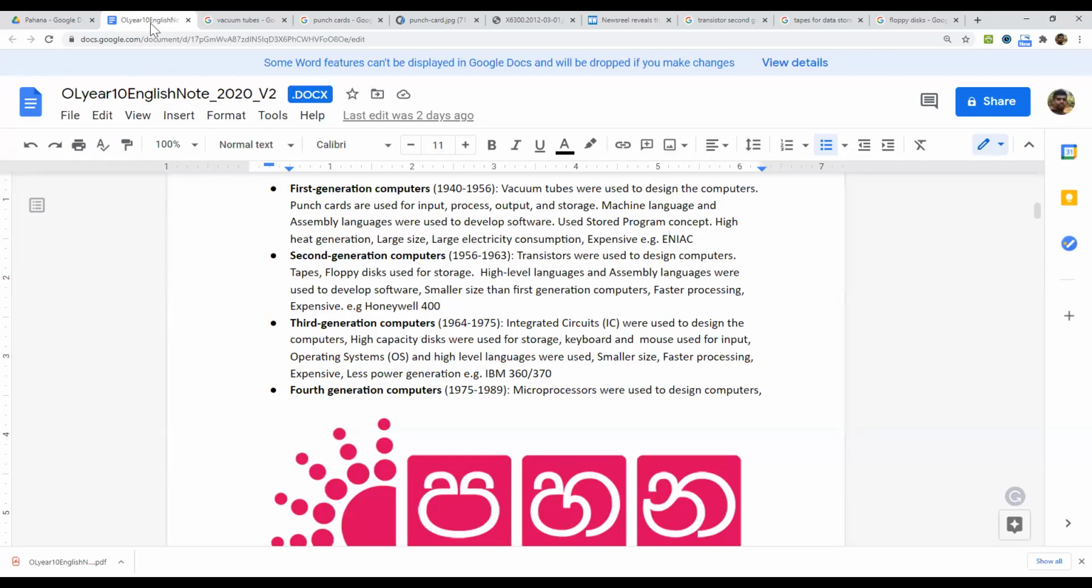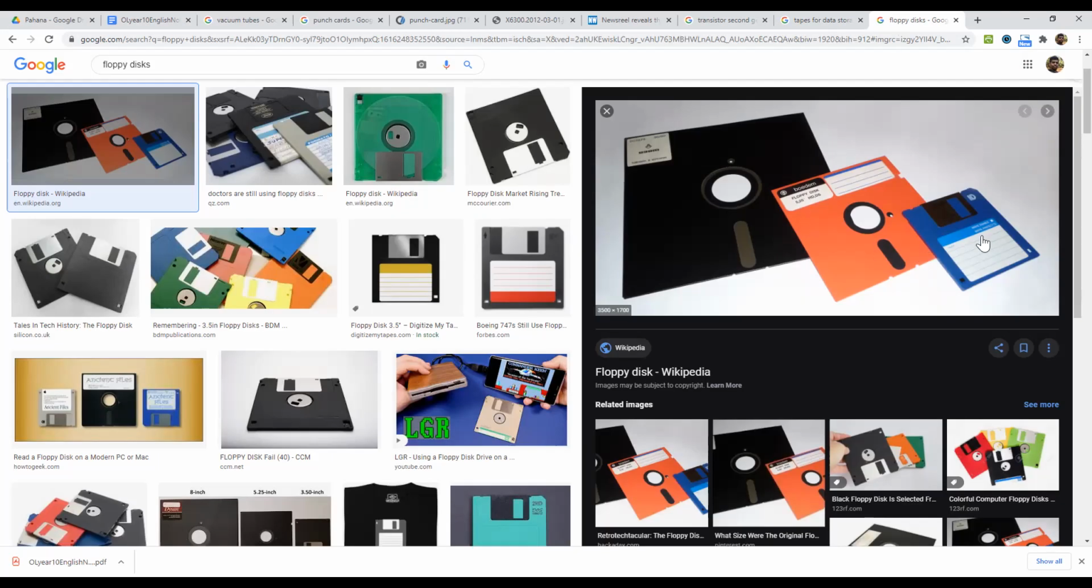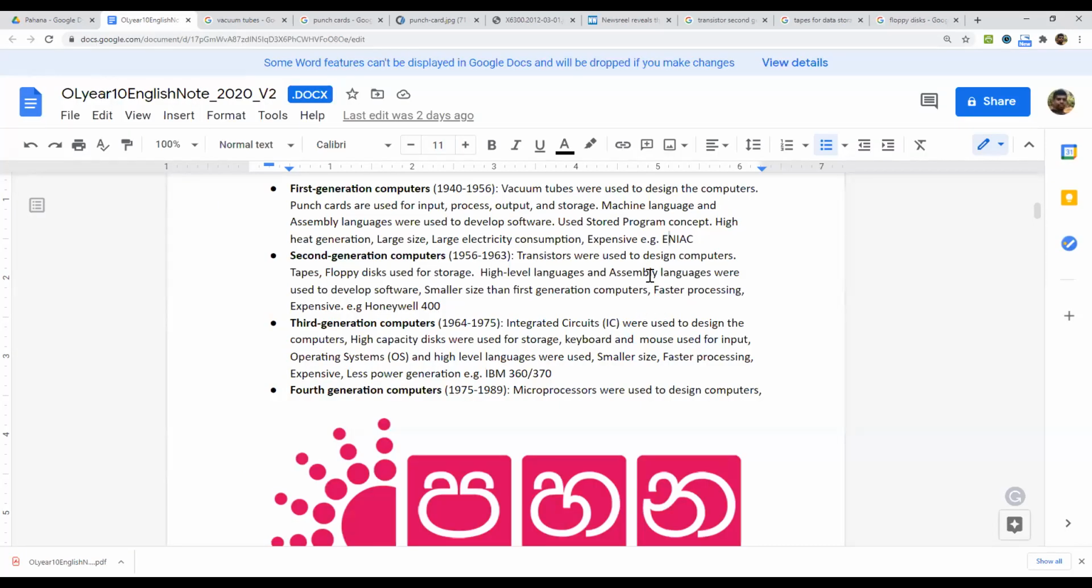Are they used nowadays? We still have some computers, like if you buy old computers, you will still see the slot for this, but usage is very rare nowadays. Still, in old machines, people use floppy disks. Okay, so that's about the floppy disk. Those are for storage. And from second generation computers, we had high level languages.